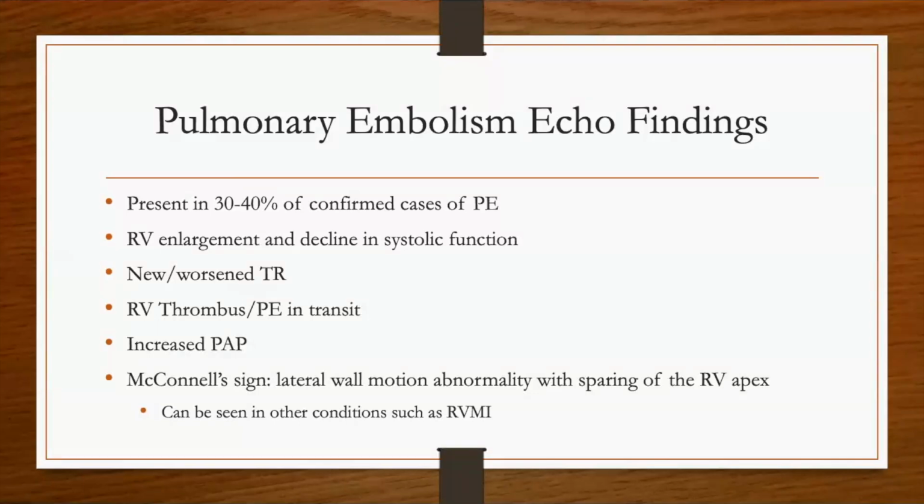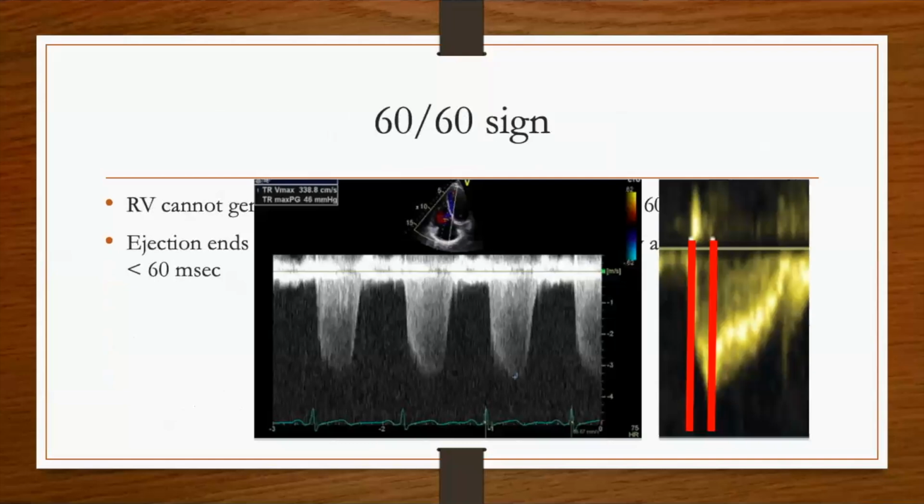The McConnell sign, as we talked about, that lateral wall motion abnormality or severe hyperkinesis with sparing of the apex, is thought to be specific to RV, but it can also be seen in a lot of other pathologies, including RV myocardial infarction. There's a different sign, the 60/60 sign, which is thought to be a bit more specific for right ventricle. I think one study commented on a specificity of about 93% with sensitivities in the 80s.